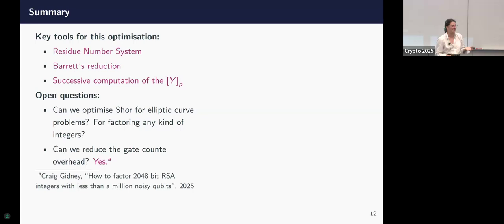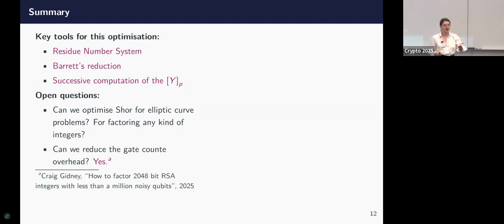The first obvious one is, can we use this kind of computational trick to optimize the memory cost of Shor's algorithm when solving the discrete logarithm problem on elliptic curves? The other question that we had at some point is, can we reduce the gate count overhead? That has actually been solved since: there is a paper by Craig Gidney that shows that you can make the gate count overhead completely negligible for this kind of optimization.